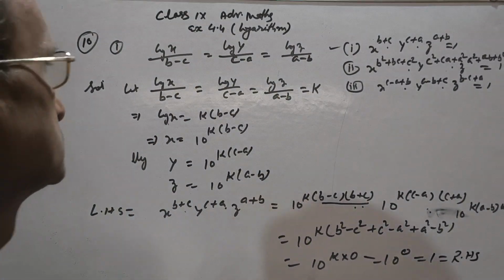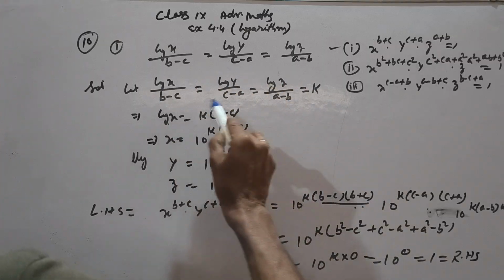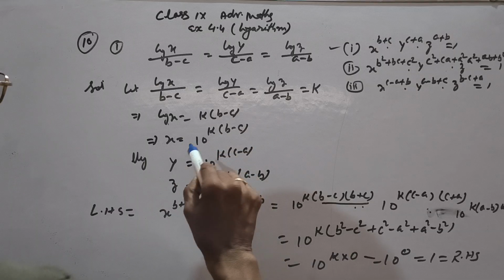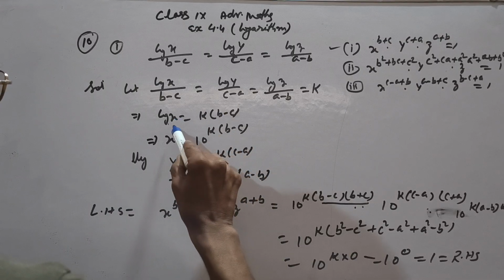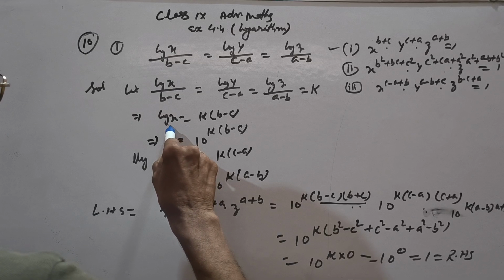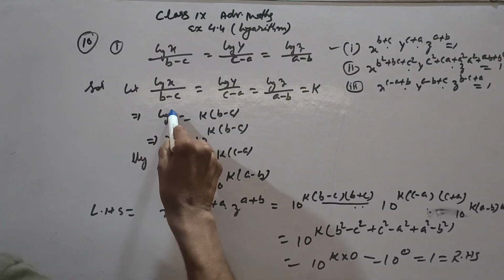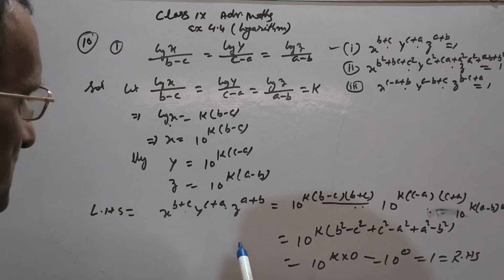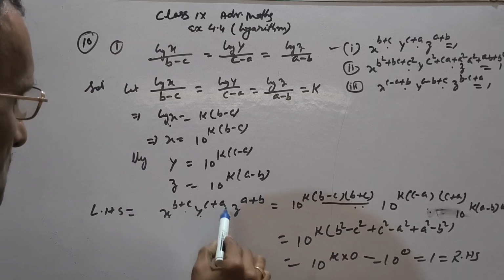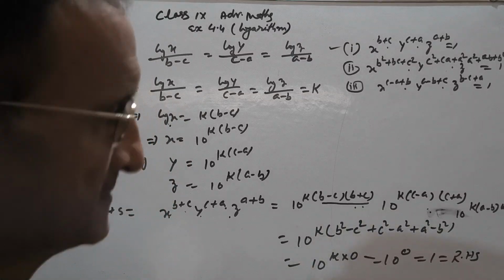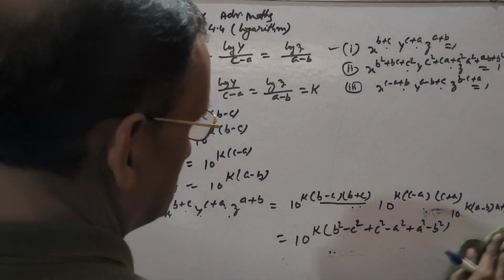Understood? From the given expression we take k, then we will get log x, log y, log z. So if log x equals this and the base is 10 because it is common logarithm, then remove the log or express in the exponential form, x will be equal to 10 to the power k into b minus c. Then take the left hand side, replace the value of x that you have here and simplify, and you will get the result. Okay. Then number 2 also.